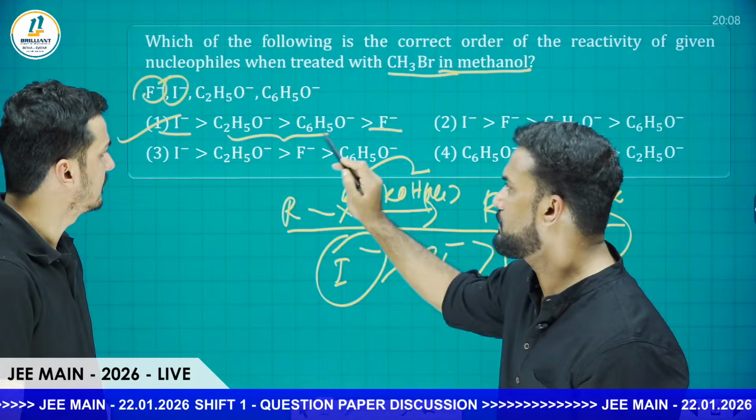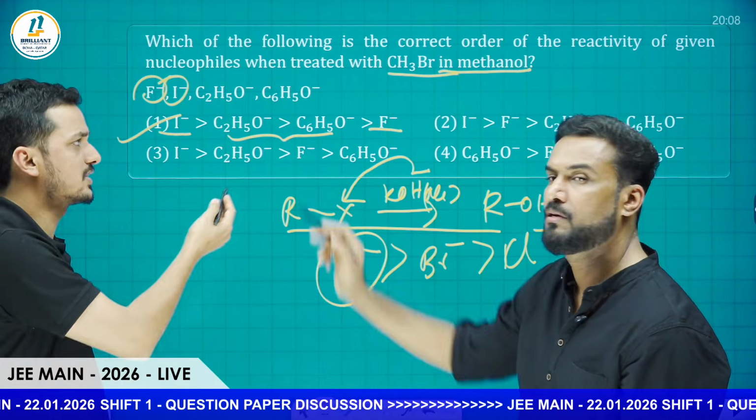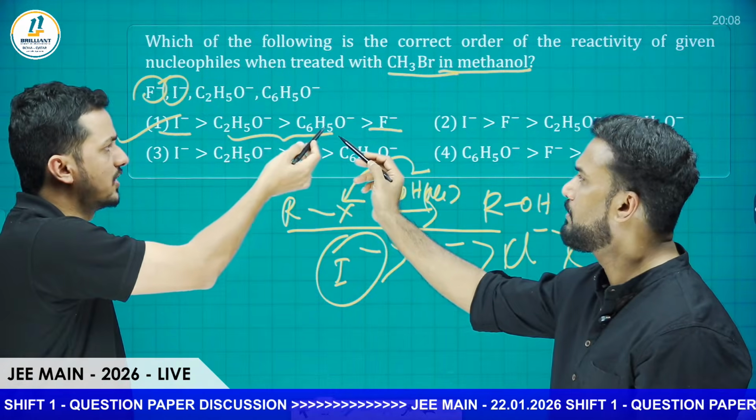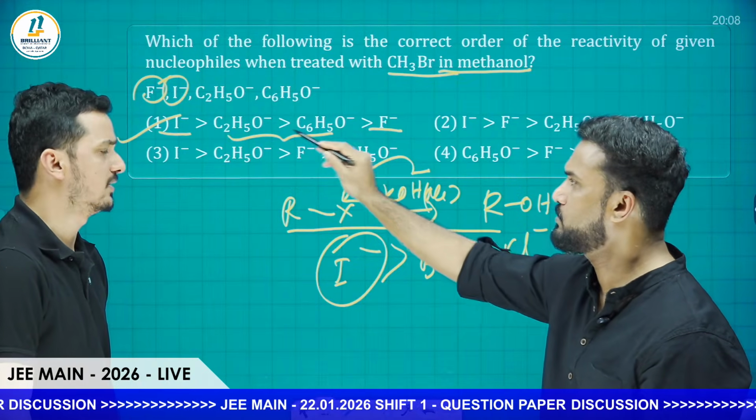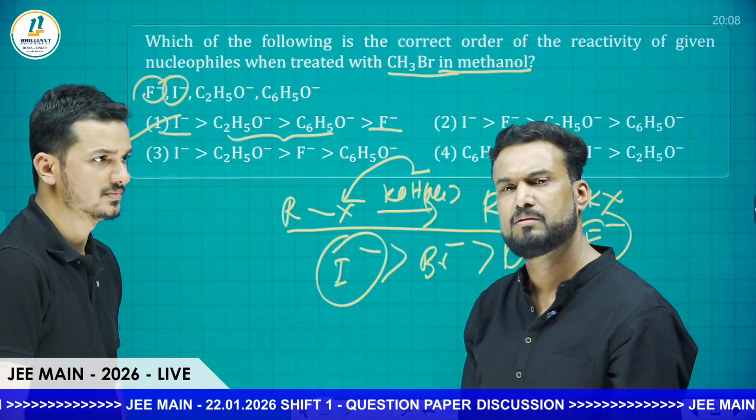If they are asking about nucleophilicity, we can give you the concept like alkoxide. Alkoxide, I mean ethoxide. This one is actually what? Phenoxide. Phenoxide anyway will get more stability due to resonance. So this will be more reactive. That's it. Quite simple.